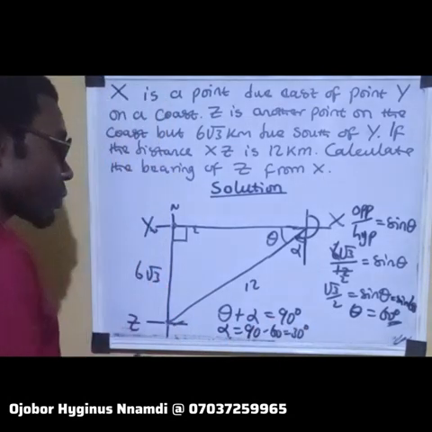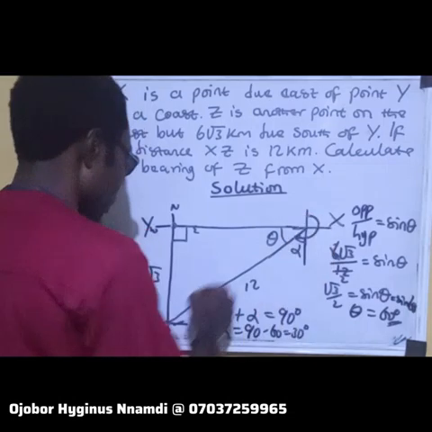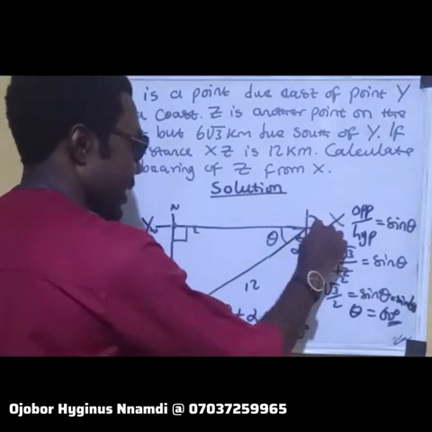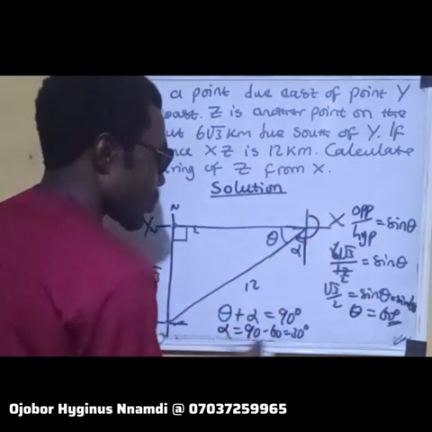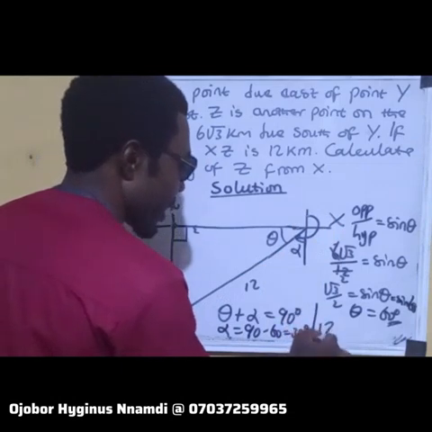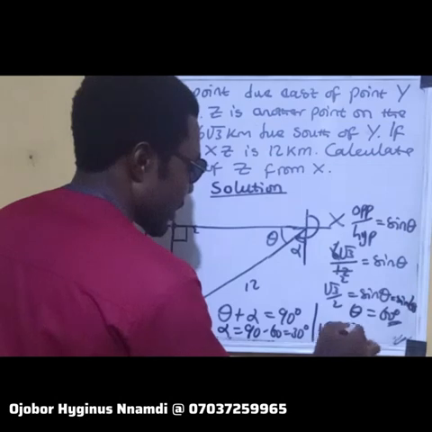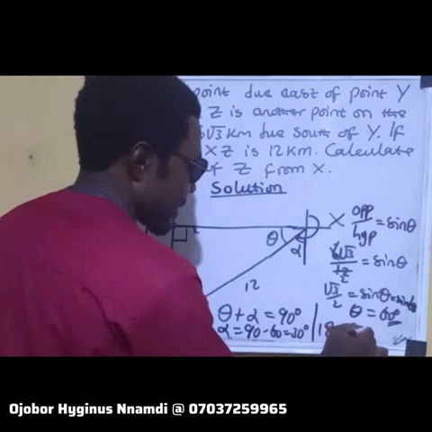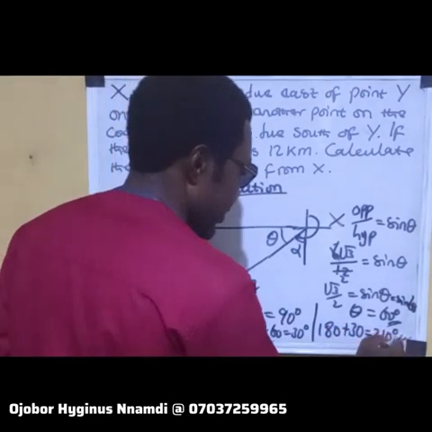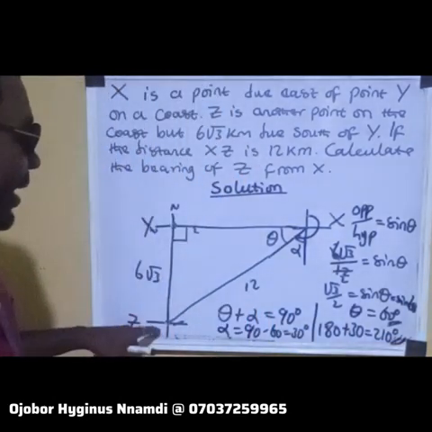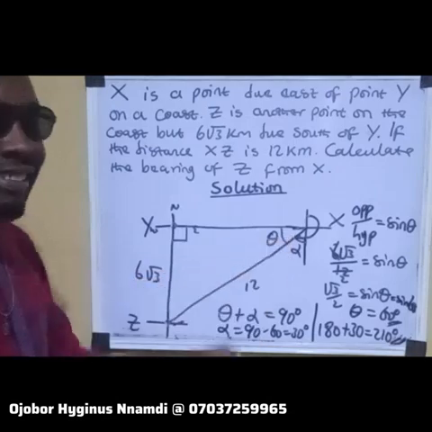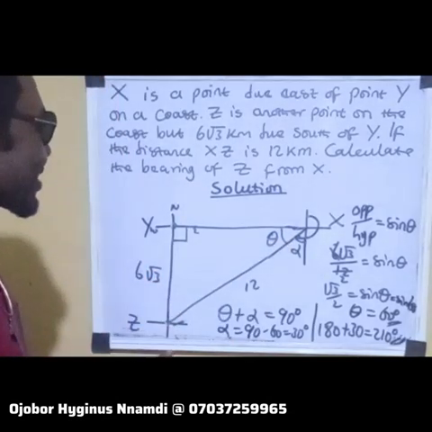But that is not what we're looking for. We're not looking for alpha, we're looking for the bearing of z from x, and that is 180 plus alpha. So the bearing of z from x is going to be 180 plus 30, because alpha is 30, and that is 210 degrees. So the bearing of z from x is 210 degrees. That is the answer to this question.